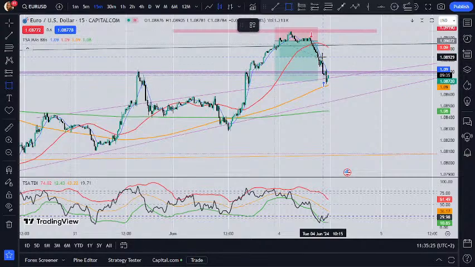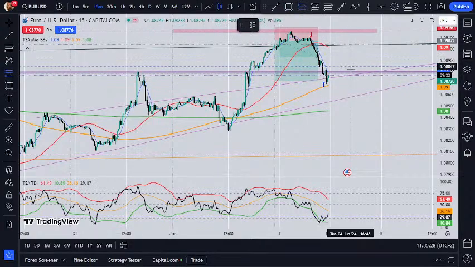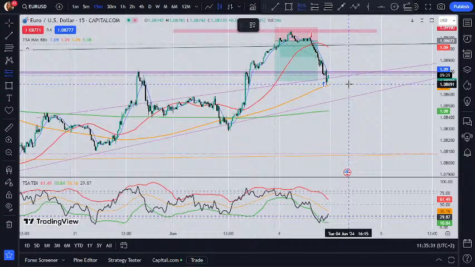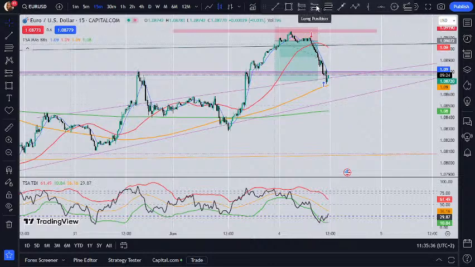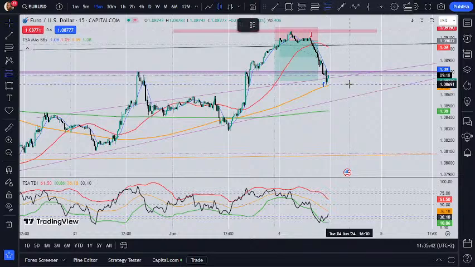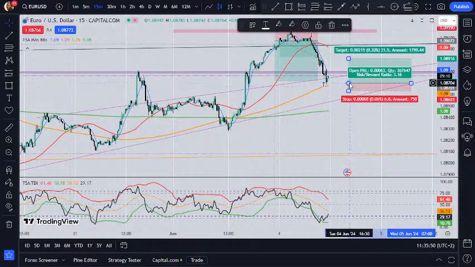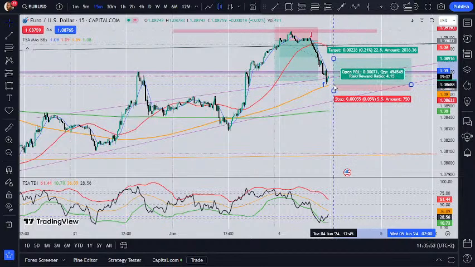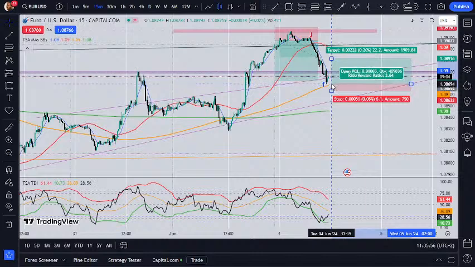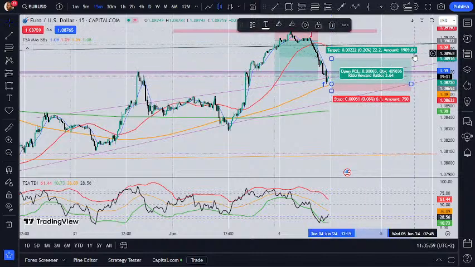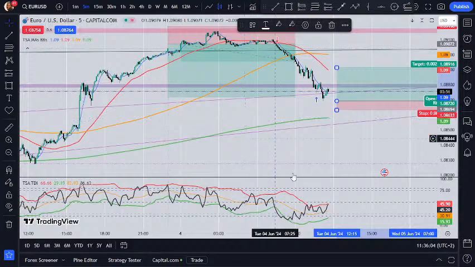Let me just, because there's a lot I'm looking at, let me just have this level marked out. So somewhere here, somewhere there. See how price turns out.